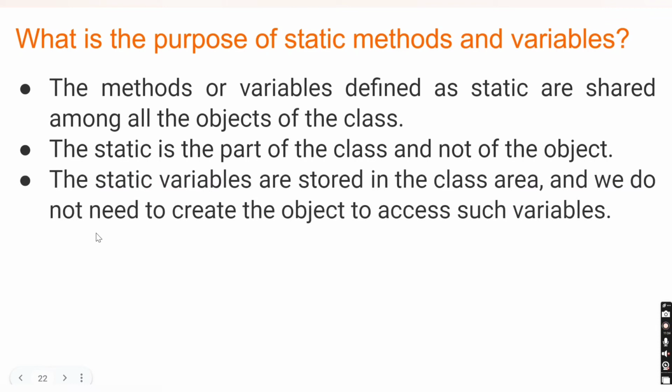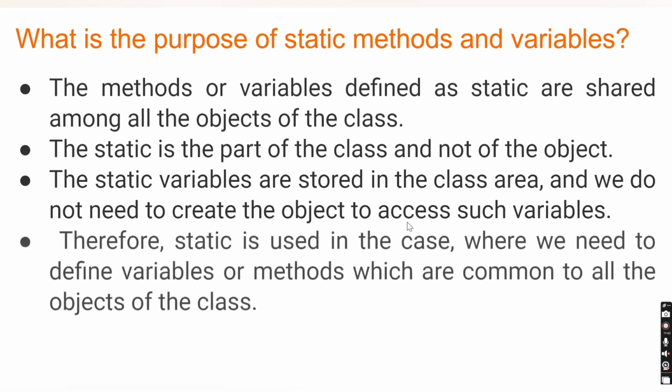Static variables are stored in the class area, and we do not need to create the object to access such variables. As they are stored at the class level, we can access them by the class name. Therefore static is used in the case where we need to define variables or methods which are common to all the objects. So whenever you have a requirement where the variables or methods do not belong to a particular object and they belong to all the objects, then in that case you can use static variables and methods. So that was the theory about the static method and variables.